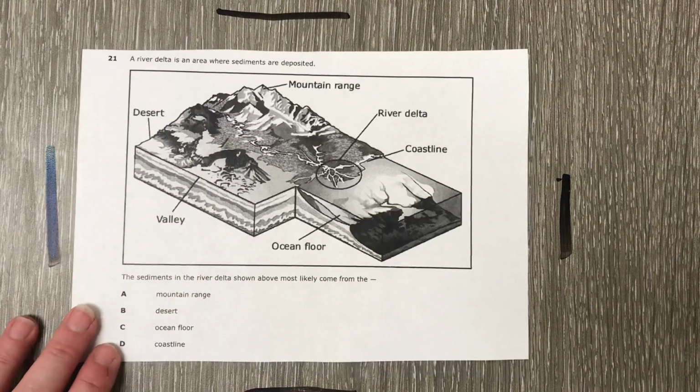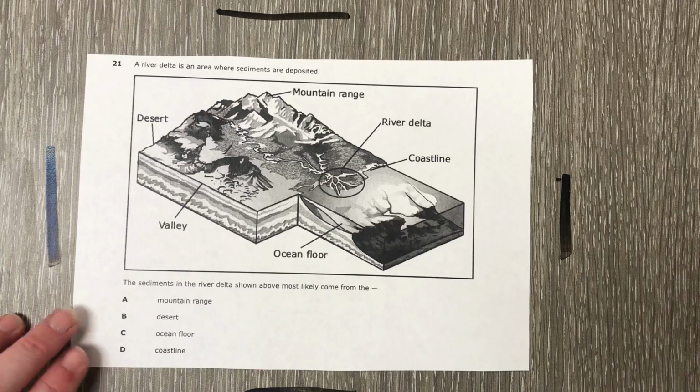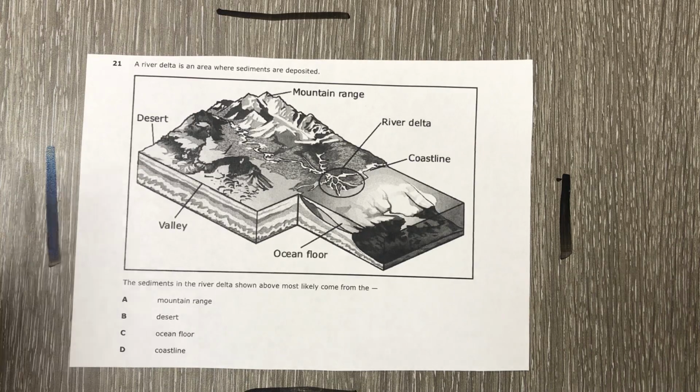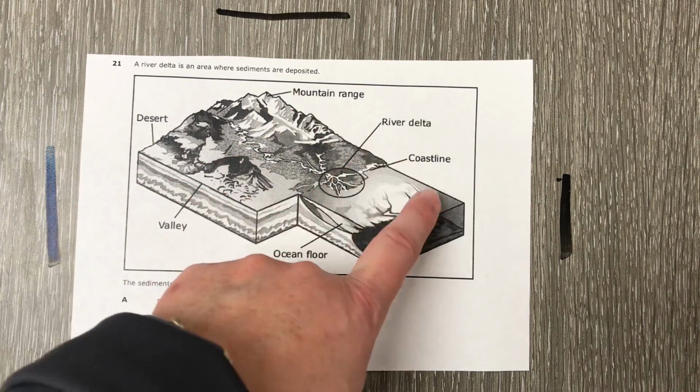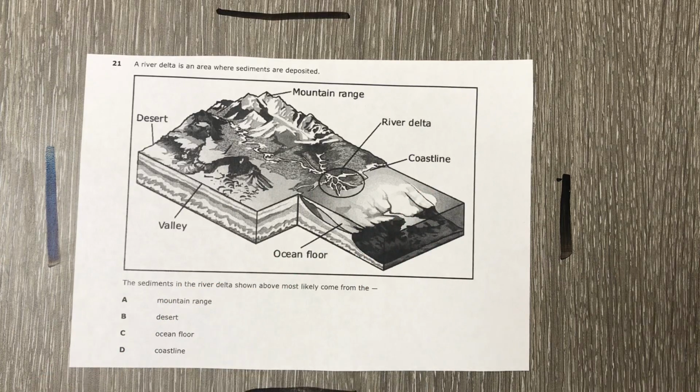21. A river delta is an area where sediments are deposited. Desert, valley, mountain range, river delta, coastline, ocean floor. The sediments in the river delta shown above most likely come from the A, mountain range, B, desert, C, ocean floor, D, coastline.